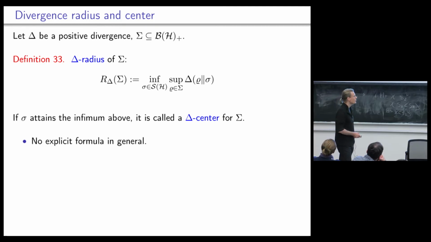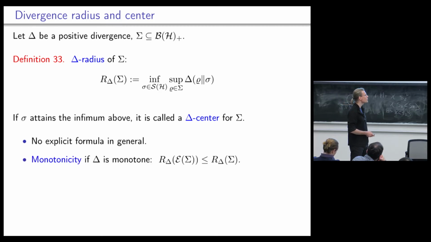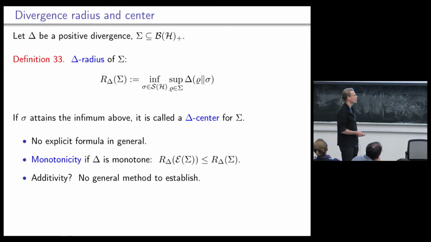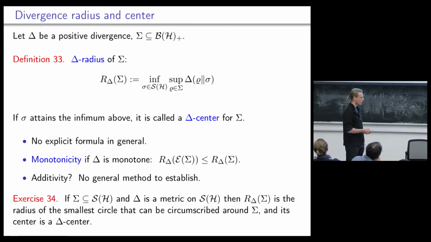Now, in general, we don't have an explicit formula for this. It is very easy to see that if the divergence is monotone, then we have this monotonicity property. If we want to consider it as a proper information measure, then this should be additive, but this is not at all clear again. And there is no general method to establish this.